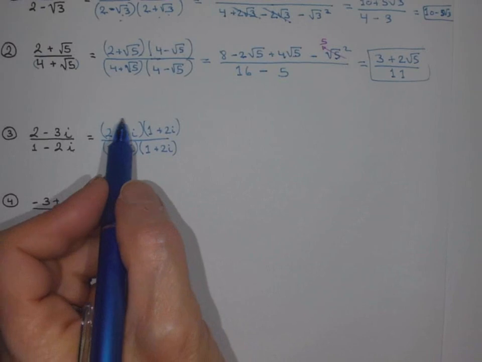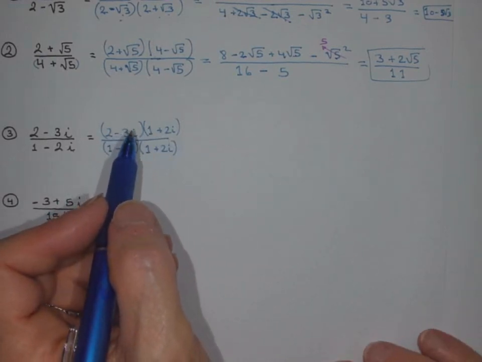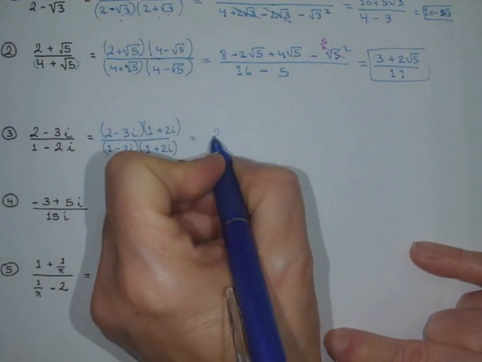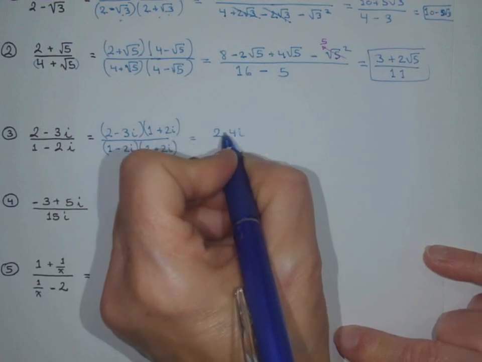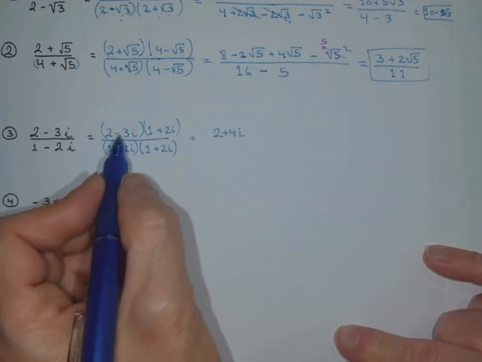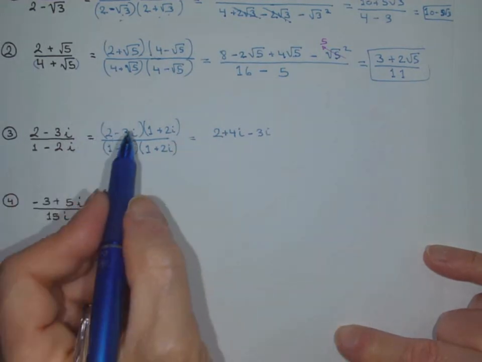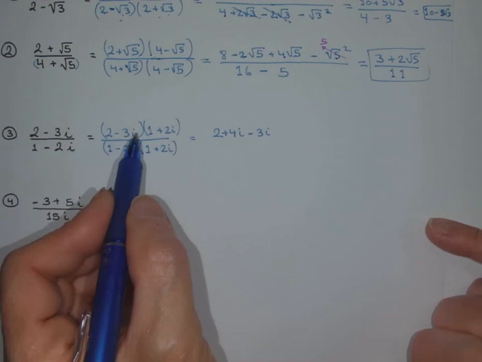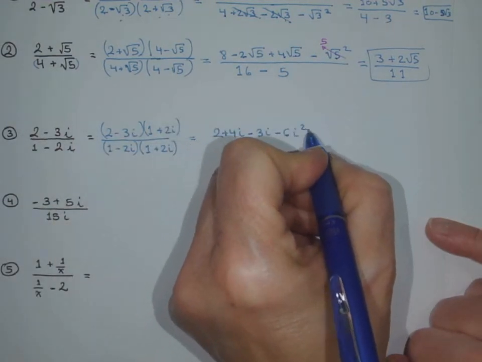Okay, multiply, so it's a binomial times a binomial, so we're going to have to actually FOIL. So 2 times 1 is 2. 2 times 2i is 4i. Oops, I forgot my plus here. Negative 3i times 1 is negative 3i. And then a negative 3i times a positive 2i is a negative 6i squared. So we're going to write it down first.